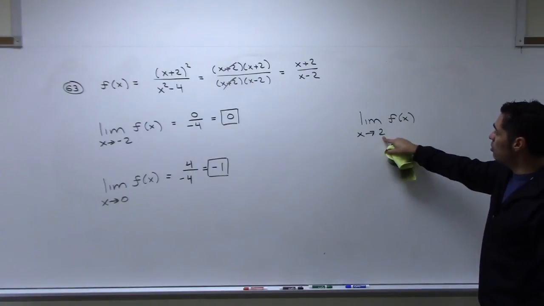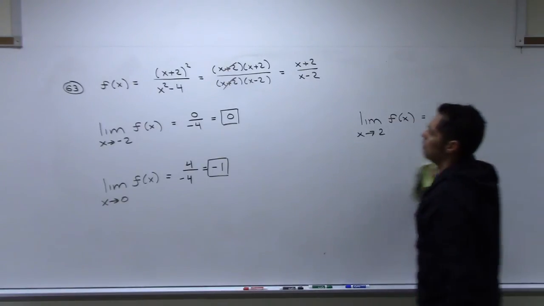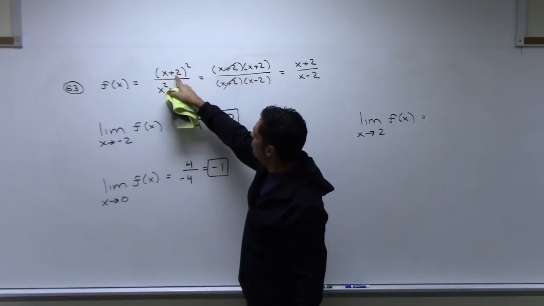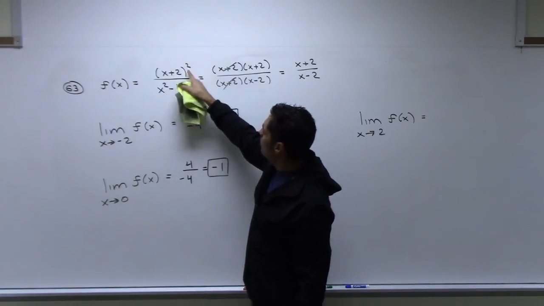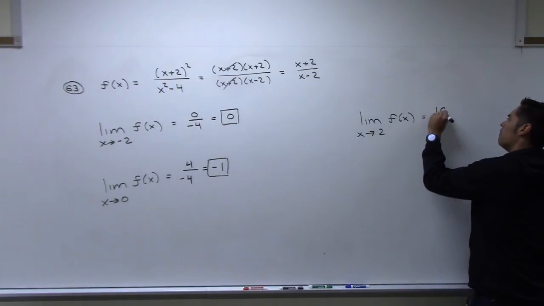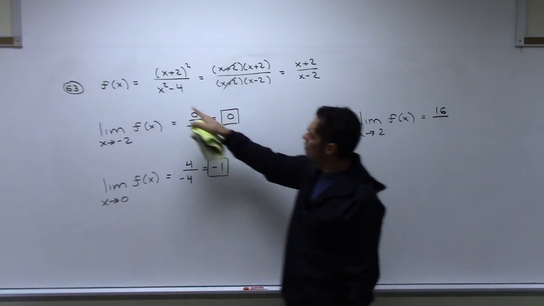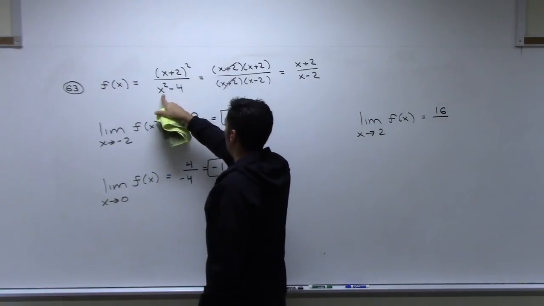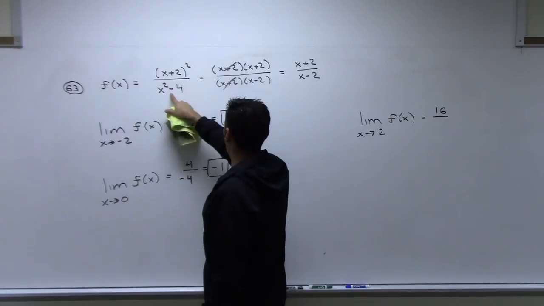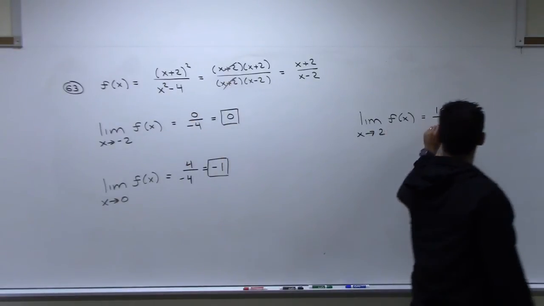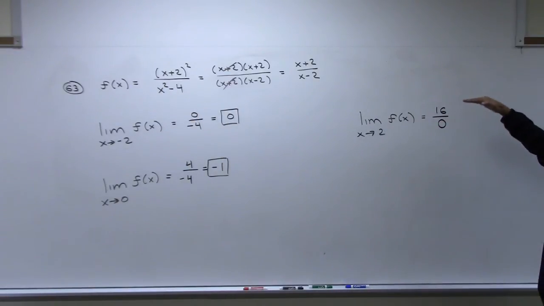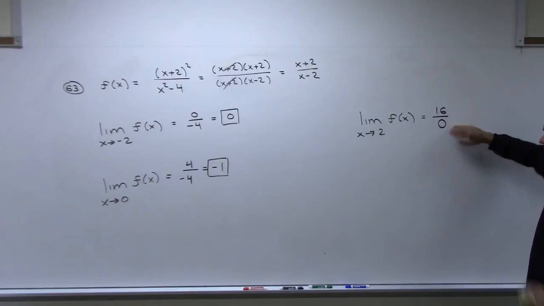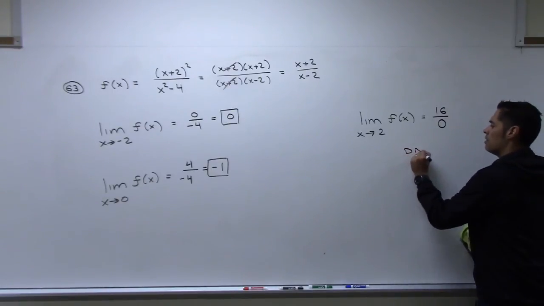Now let's plug in 2. Plug in 2 here, 2 plus 2 is 4. 4 squared is 16, the top is 16. The bottom, however, is going to be 2 squared, which is 4 minus 4, it's 0. We get 0 on the bottom. And this was that bad case. If we get a number on top, we get 0 on the bottom, not 0 over 0, but a number over 0 like this, then our limit does not exist.